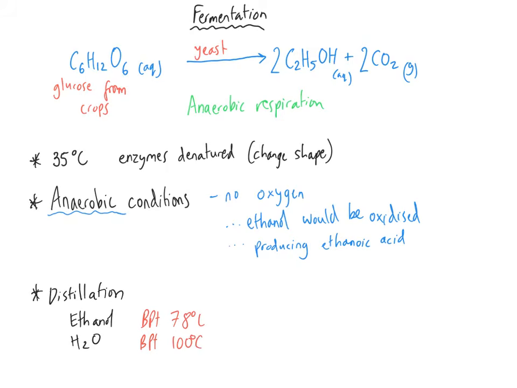So as we warm these two chemicals up, the ethanol will boil first, and so the ethanol can be removed, provided we keep the temperature below 100 degrees C but above 78, so let's say 85 degrees C. We will evaporate off the ethanol but not the water, and then we will condense the ethanol in a different part of our distillation apparatus.